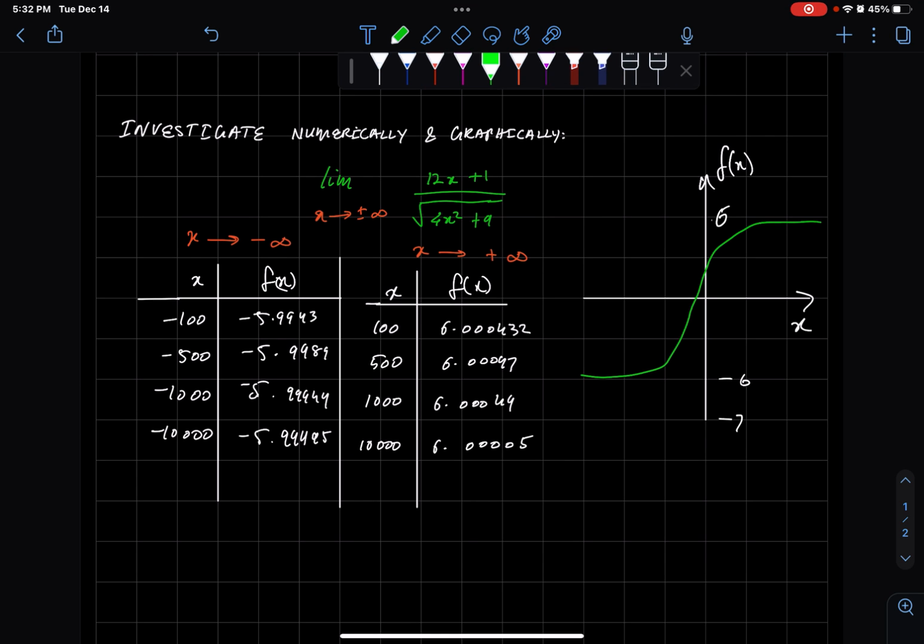All right, so as x grows to infinity, we have a horizontal asymptote at 6, and as x goes to negative infinity, we have a horizontal asymptote at -6. Well, maybe we could make it look more like an asymptote. Yep, something like that. Okay, so that's what that looks like.